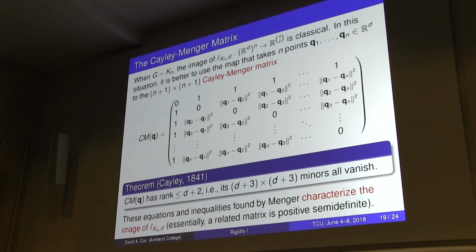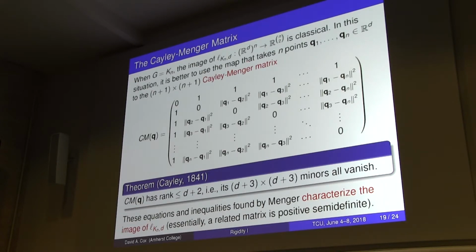And then what Cayley proved in 1841 is that this matrix has rank at most d plus 2, so that means that all the d plus 3 times d plus 3 minors vanish. And so basically, here's some defining equations for the image of this map.